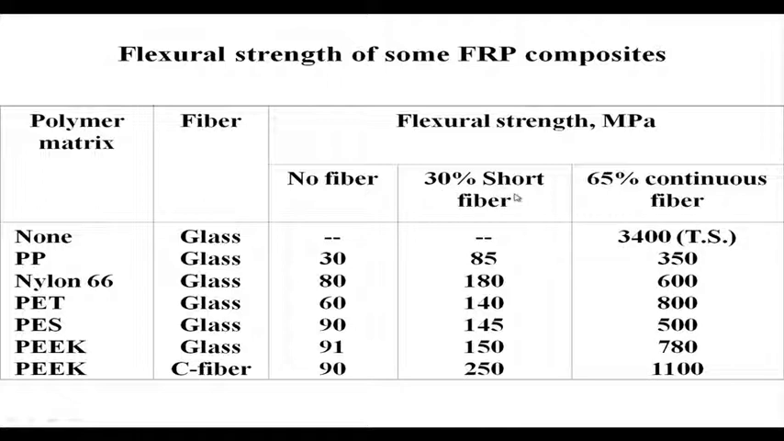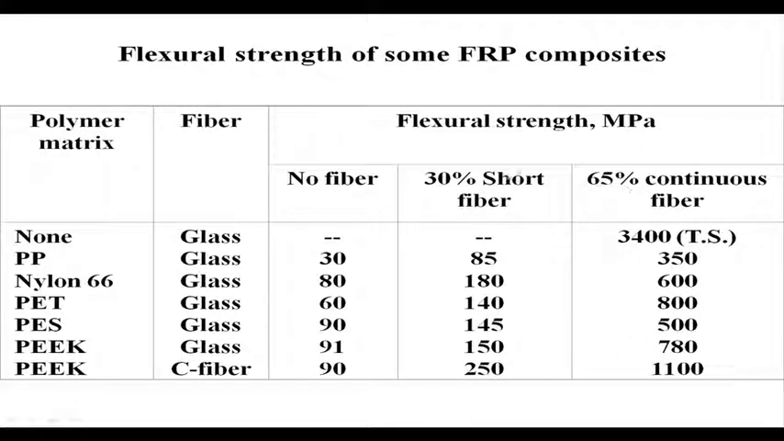Now, when 30% short glass or carbon fiber was incorporated, look at the improvement in strength from 30 to 85, 80 to 180, 60 to 140, 90 to 145, 90 to 150 and 90 to 250. So, you see the effect of carbon fiber and PEEK. That is why these carbon fiber, polyether ether ketone composites are very strong composites, used in aircraft or in spacecraft.